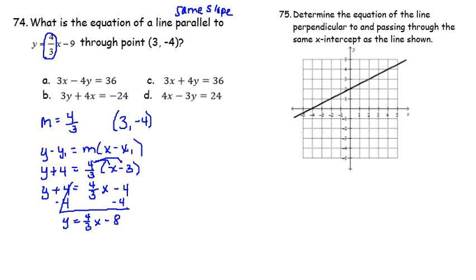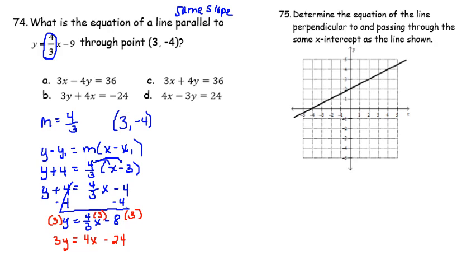But now, if we're looking at all the choices, they're not in slope-intercept form. They're in standard form. So remember, standard form does not have any fractions. So I need to get rid of this fraction. To get rid of the fraction, I need to multiply everything by the denominator. So I'm going to multiply everything by 3. That gives us 3y equals 3 times 4 divided by 3, which gives us 4x minus 24.